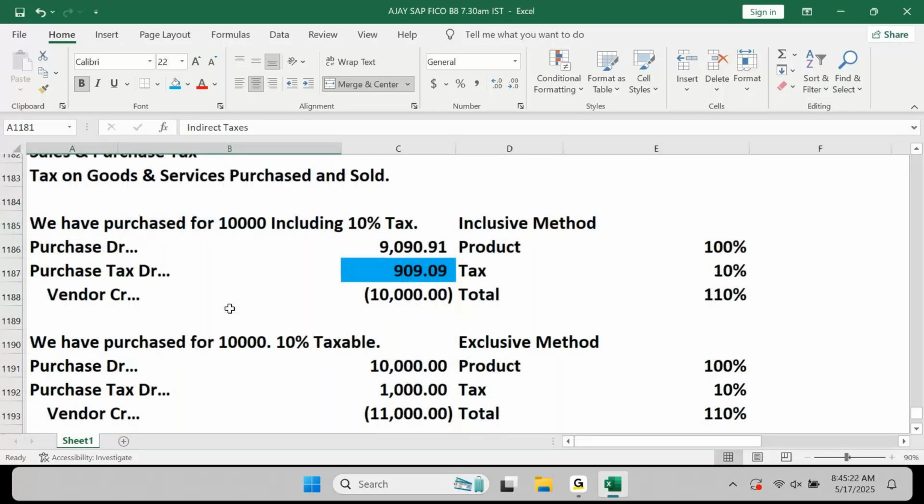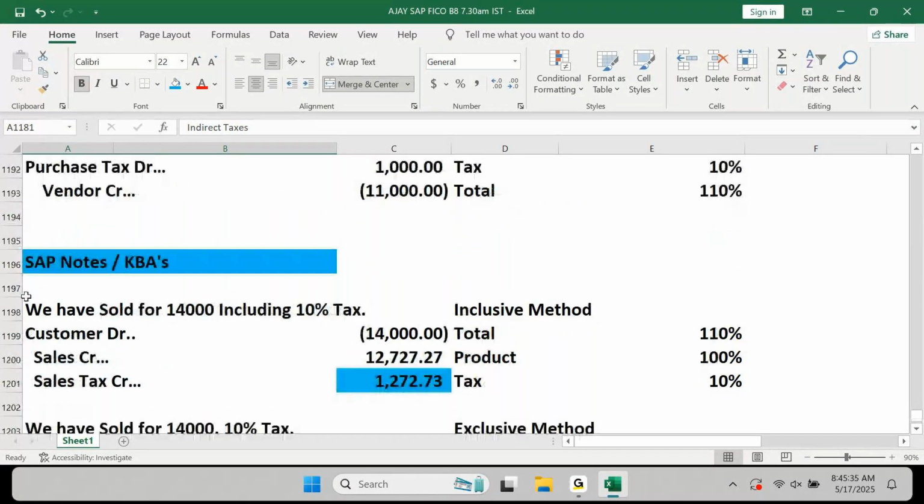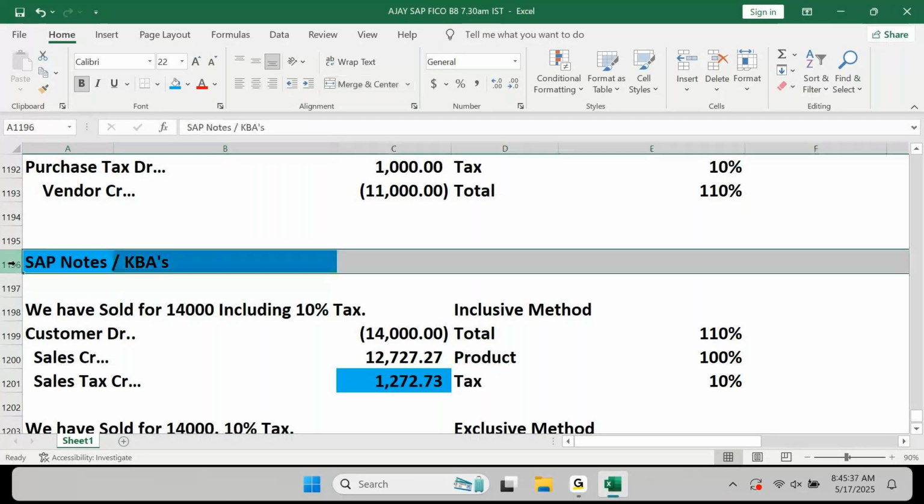Make sure on taxation the accounting entry is clear. That is the first point. Second point, how tax is getting calculated in case of inclusive and in case of exclusive. This must be clear. Then you're good to go. You can work on any country. Reason, you have SAP notes and KBAs. Even if somebody is asking you in your interview, you have to talk about this.